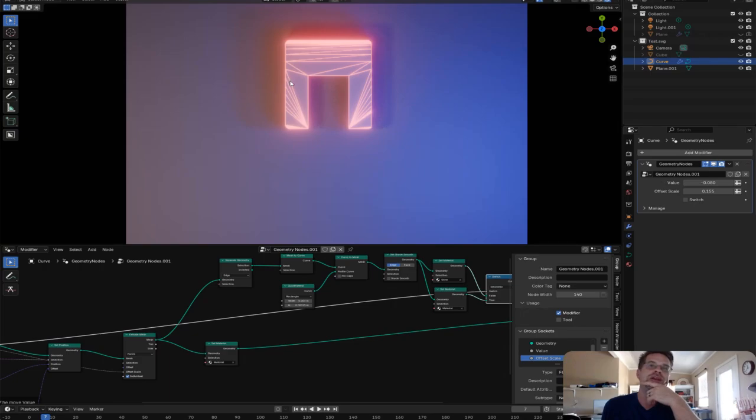Some other things that I'm thinking about is you could also put in a named attribute that goes to the shader so that you can control the glow amount or glow value within the shader. So yeah, it's a good start.